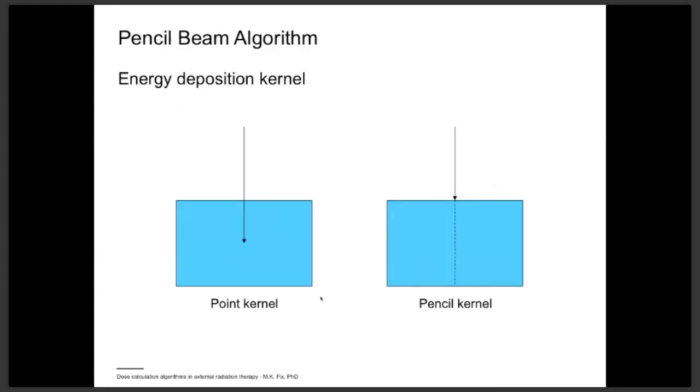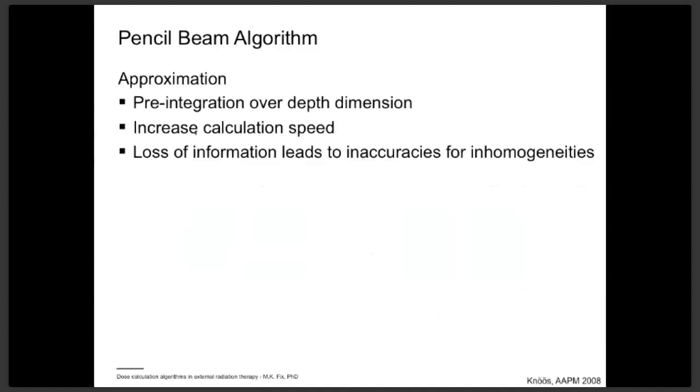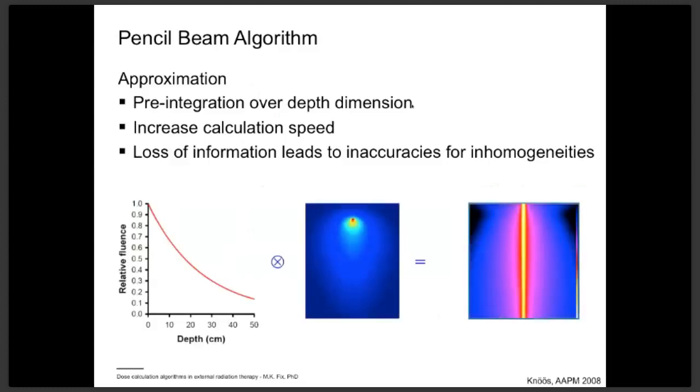A more simple approximation, or a more simple example, is the pencil beam algorithm, and there the energy deposition kernel, this is the point kernel where the energy is released in a single point, gets integrated over a whole line. So there is a pre-integration over the depth dimension, and this increases the calculation speed. So this would be the point kernel. This gets integrated over the line along the depth, resulting in a pencil beam kernel. So we reduce the whole problem in terms of one dimension.